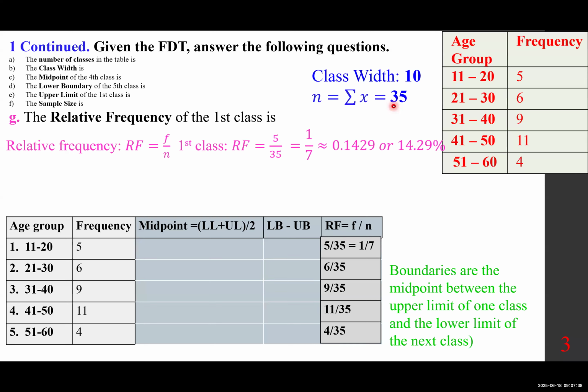Boundaries are the midpoint between the upper limit of the one class and the lower limit of the next one. And we already found, if you recall, for this one, we said add these two, divide by 2. Now this 50.5 is the upper boundary for the fourth class and the lower for the fifth one. So that's for both of them.